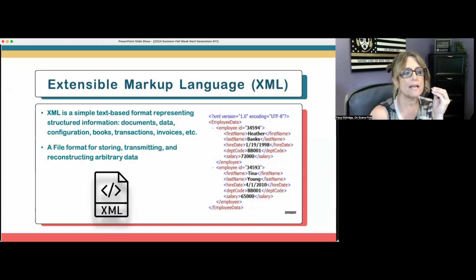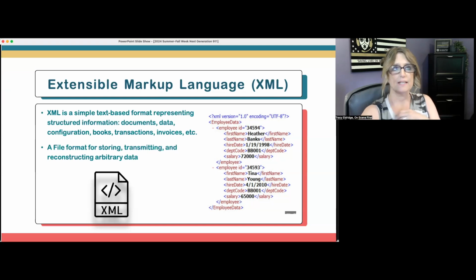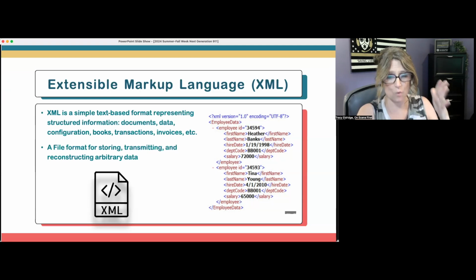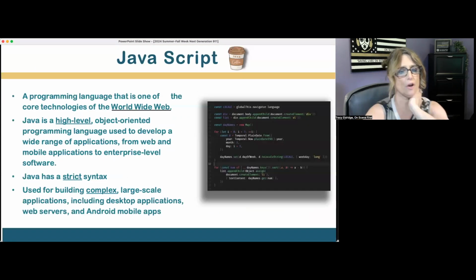XML is a simple text-based format representing structured information: documents, data, configurations, books, transactions, invoices. It's a file format for storing, transmitting, and reconstructing arbitrary data. Again, I don't remember exactly what the question might have been, but there you go.